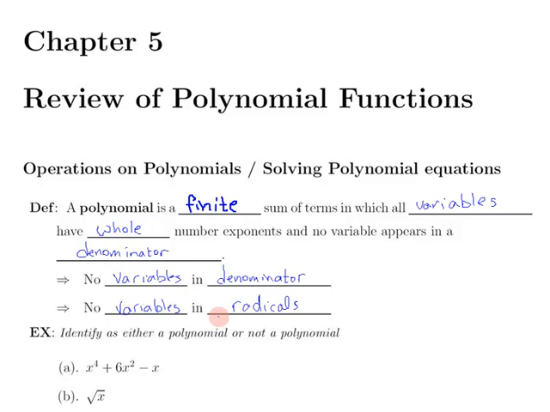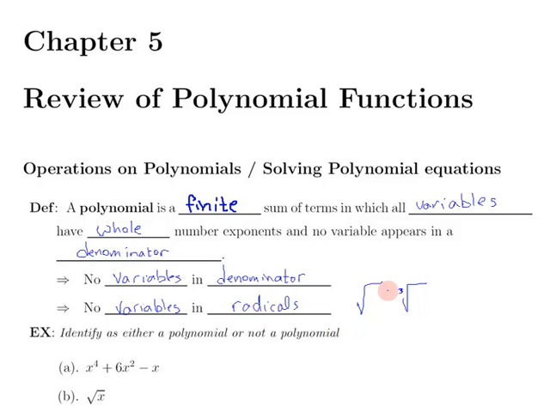It turns out, and we will learn this later in this semester, that fractions in your exponent, or decimal numbers in your exponent, actually mean that they are some kind of root or radical. Radical being like a square root or cube root or something to that effect. If you have a variable underneath there, it's not going to be a polynomial.